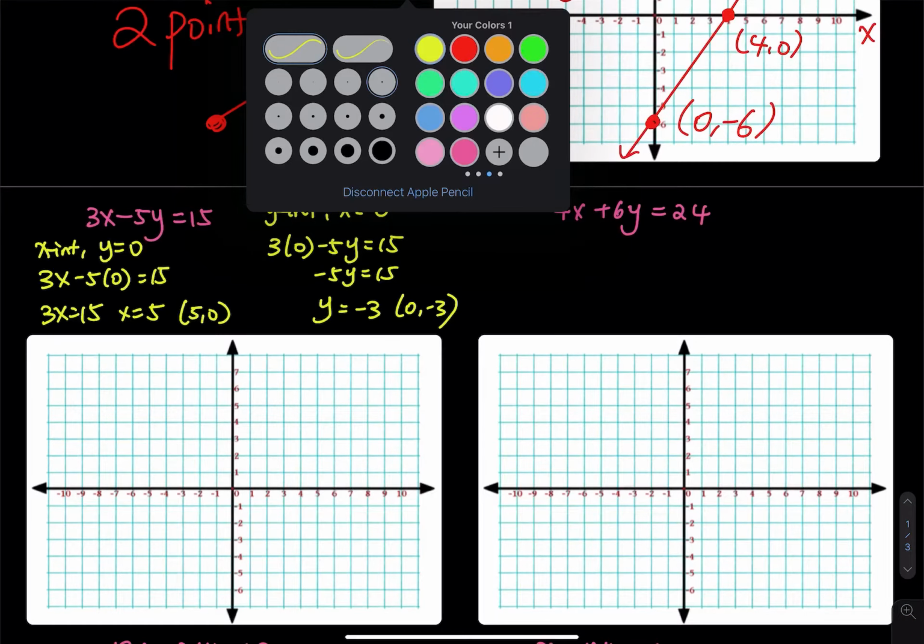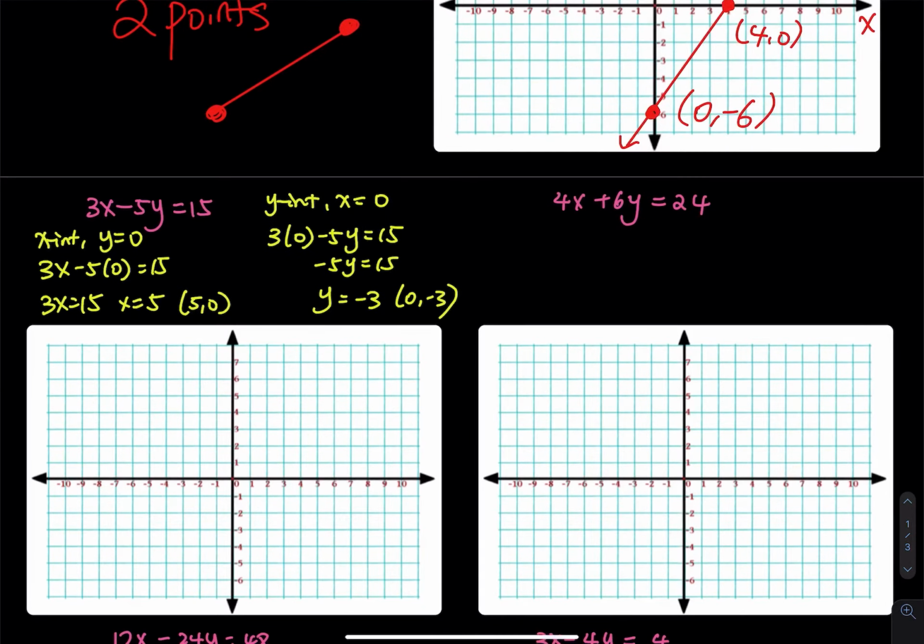So we have (0, negative 3) as my y-intercept. Let's graph that. We have (5, 0) and then (0, negative 3). Again, the basic ingredient to sketch a straight line is 2 points. So you got your x and y intercepts, and then you extend the line, draw an arrow, extend the line to the other side, and draw an arrow. So done. These lines represent 3x minus 5y equals 15.